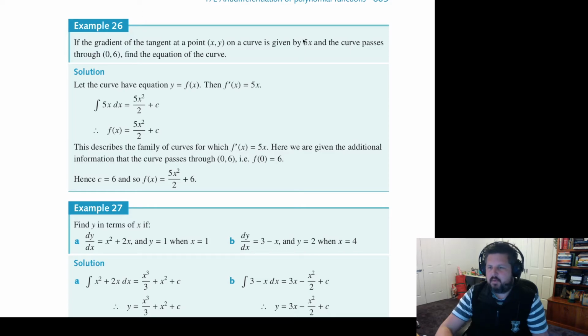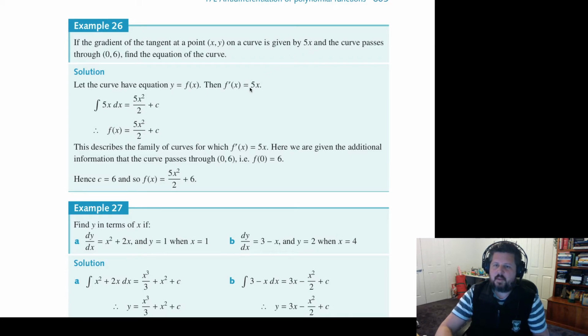So if we've got the derivative and you want to get back to the original equation, you need to anti-differentiate it. Good news is we can anti-differentiate 5x, but even more exciting is that we do have some additional information, so we should be able to find out what the c value is and find out exactly what the original equation was. So let's first of all anti-differentiate 5x.